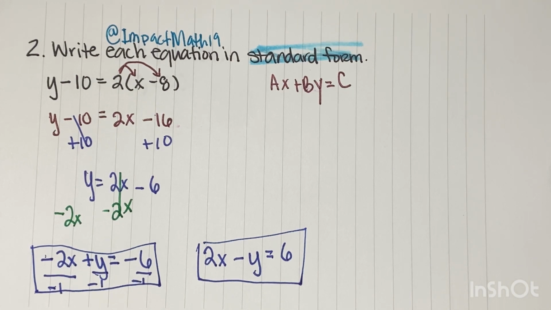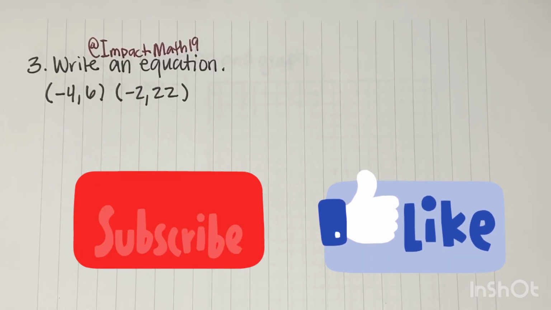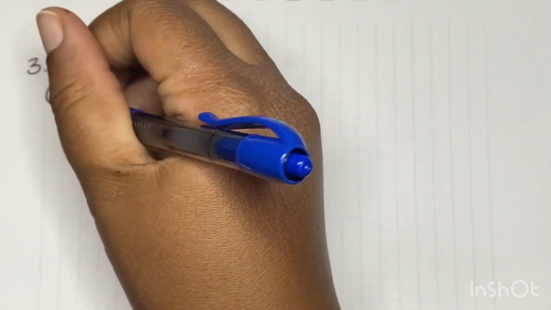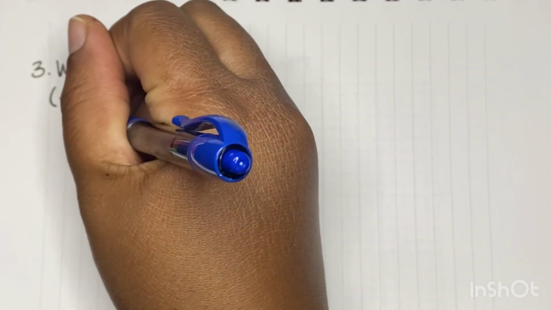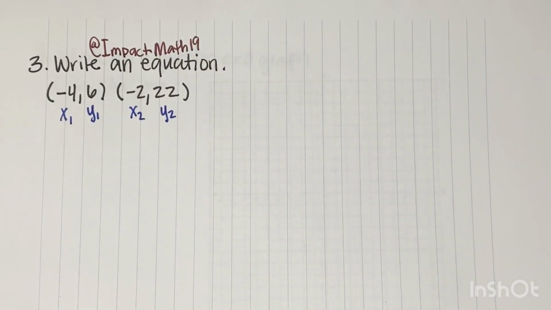Alrighty, let's go on to the next one. So it just says write an equation. All right, so it's giving us 2 points. So we're going to start with x1, y1, x2, and y2. Okay, we're going to label our points.